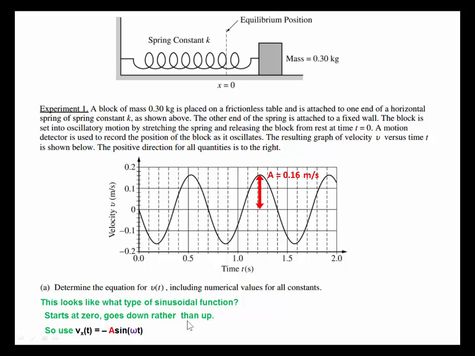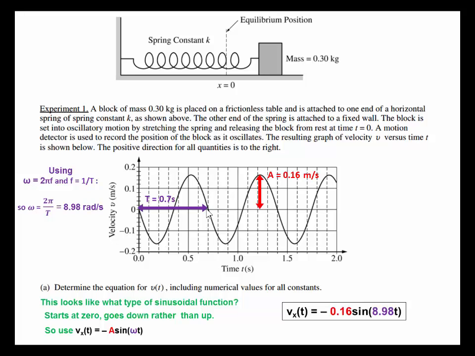And then for our angular frequency, well, we know that relates to the period of the function, and the period of our function is, if you go from the 0 point to the next 0 point in the corresponding position, 0.7 seconds. And of course, we know that we can use omega equals 2 pi f and f equals 1 over T to come up with our angular frequency. And when you plug in numbers, you find out that's 8.89 radians per second. Once again, be careful with units. Plug those into your relationship, and there's your answer.